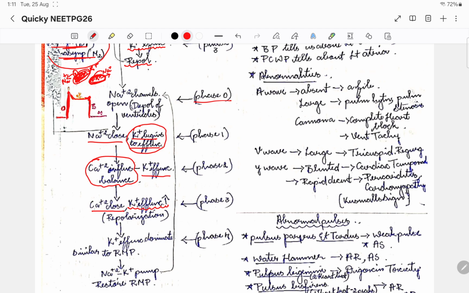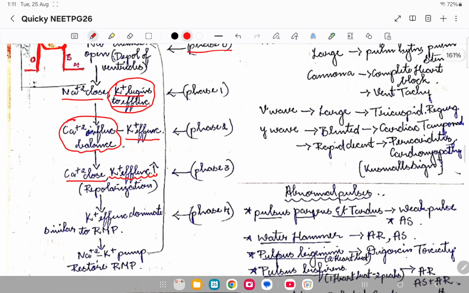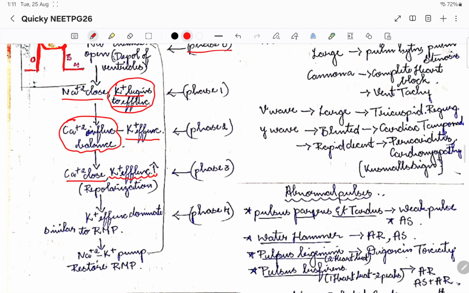Then coming to phase 1, the sodium channel closed and the potassium channel started opening. Phase 2 is where calcium influx happens and potassium efflux continues. Then the calcium channel closes and potassium efflux starts increasing, which is where phase 3 comes in. Phase 4 is the potassium channel efflux domination. These are the 4 phases.